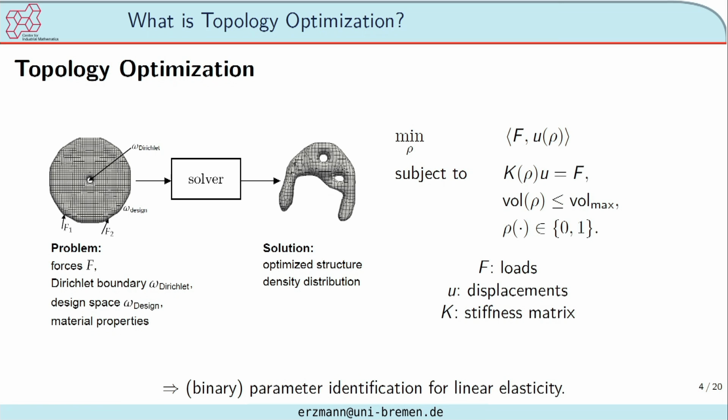In mathematical terms, compliance is simply the scalar product between the forces that we apply and the displacements. And the displacements are what we get as a solution of the PDE. This is the PDE of linear elasticity. So we need to solve this PDE to get the displacements from which we can compute our objective function. And we have some volume constraint that we fix in advance, and we want a binary density.